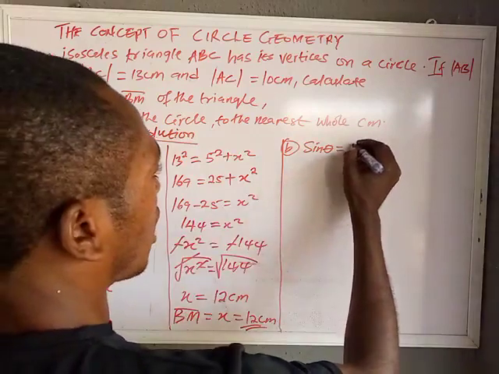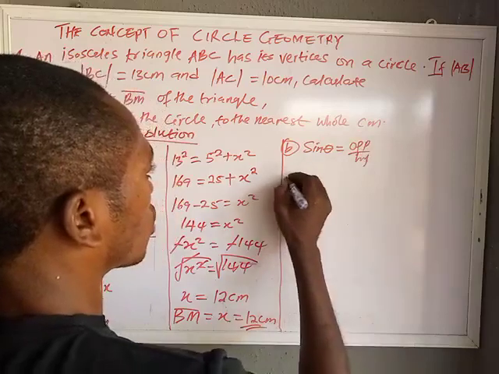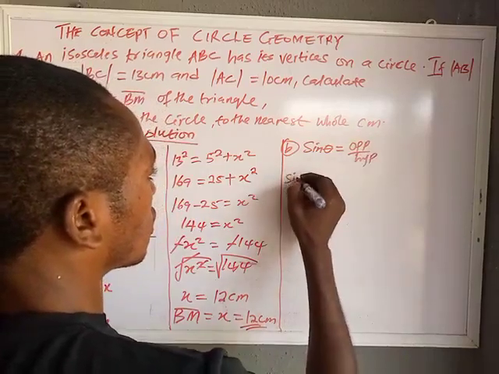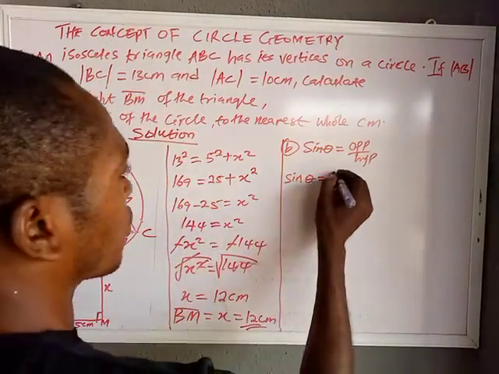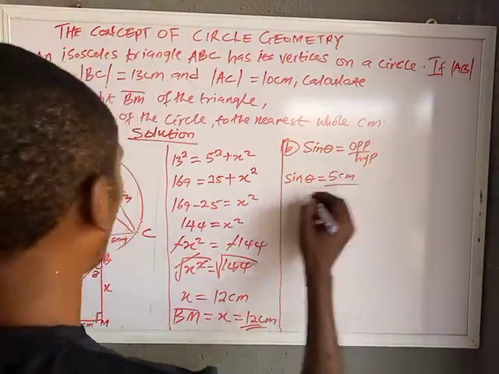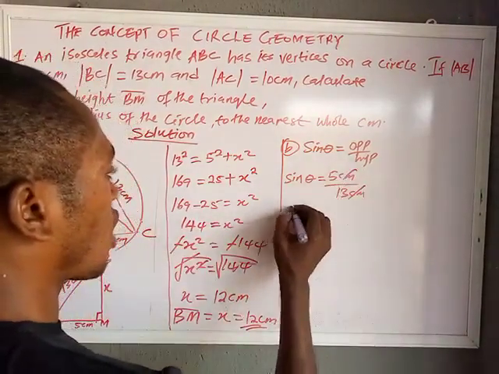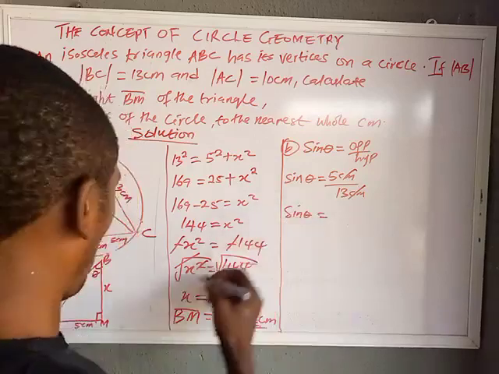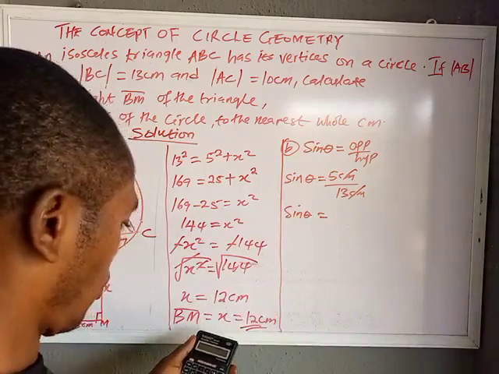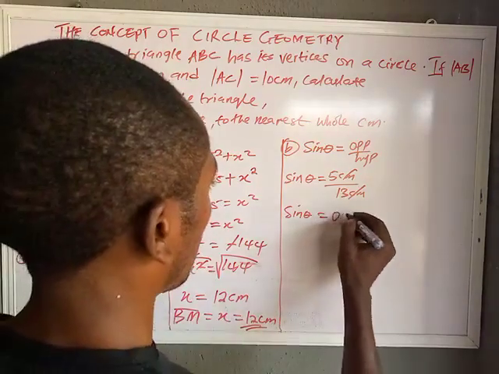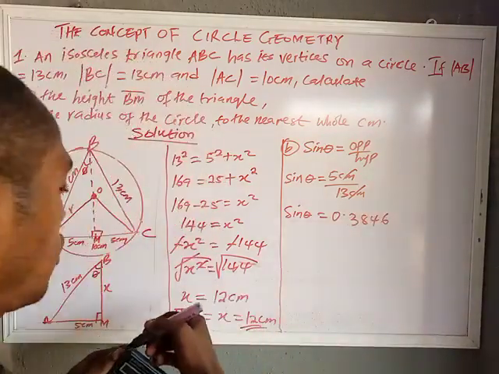Opposite over hypotenuse. So sine theta is going to be equal to the opposite, 5 centimeters, over the hypotenuse, that's 13 centimeters. So I have sine theta is equal to 5 divided by 13. What we're going to have is 0.3846. Leave it in 4 digits.